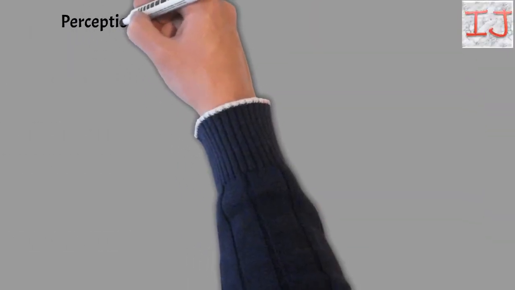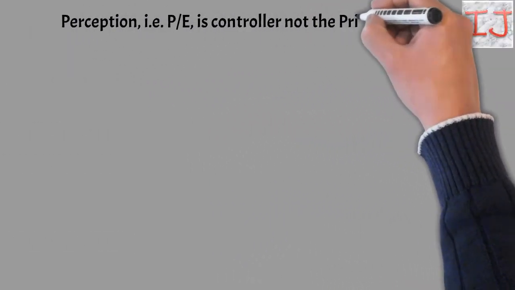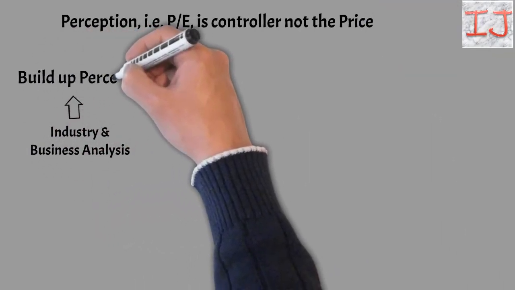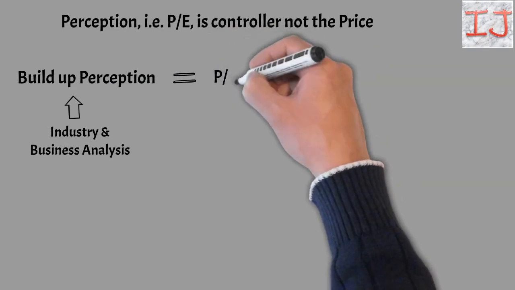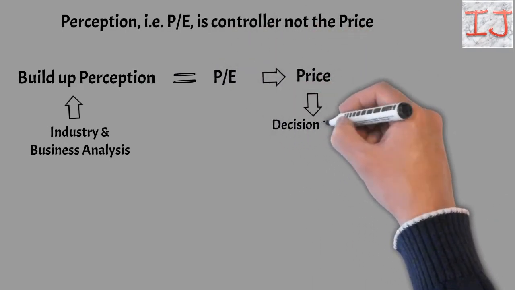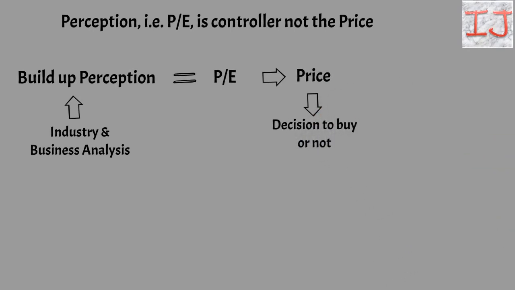As perception is the controller, one should first build up his perception by doing industry and business analysis of a company. After that, one should look at the price to know whether it is cheap or costly and accordingly take decisions to buy or not. Here we are not talking about any strange or new thing.